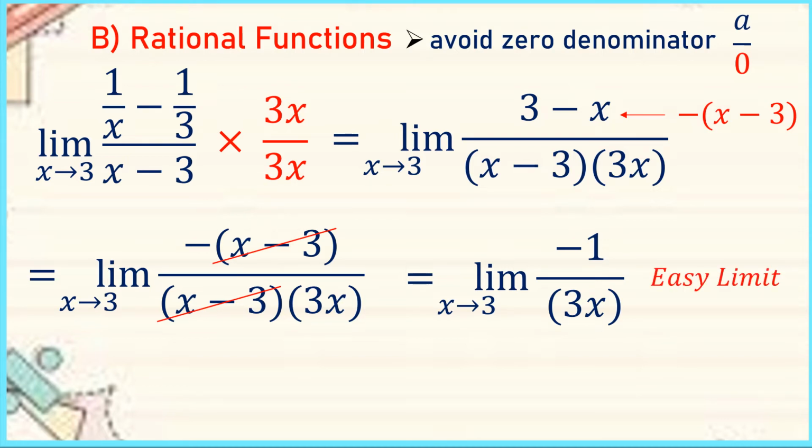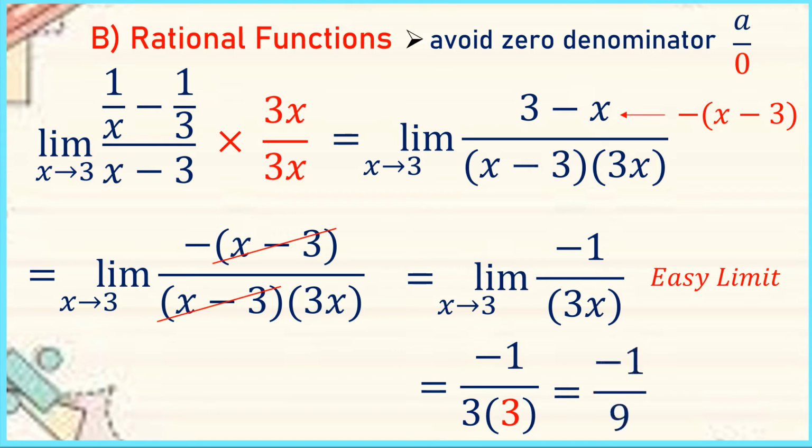From here, we will be calling this limit an easy limit. And from the easy limit, we are going to substitute the value of x. So x will become 3. We will be getting negative 1 over 9 because 3 times 3 is equal to 9. So the limit of (1 over x minus 1/3) over (x minus 3) as x approaches 3 is equal to negative 1 over 9.